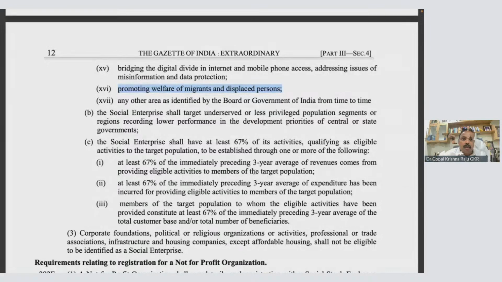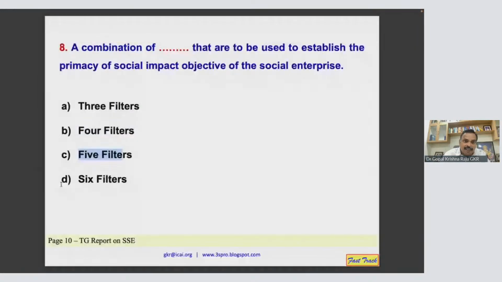Now come here to this question. A combination of 4 filter, 5 filter, 6 filter, 3 filter that are to be used to establish POSI. Okay, so it is actually 8A. Okay, 8A, 3 filter test. So for gossip, what is the 3 filter test? TUG. Okay. So truth, usefulness, and goodness.